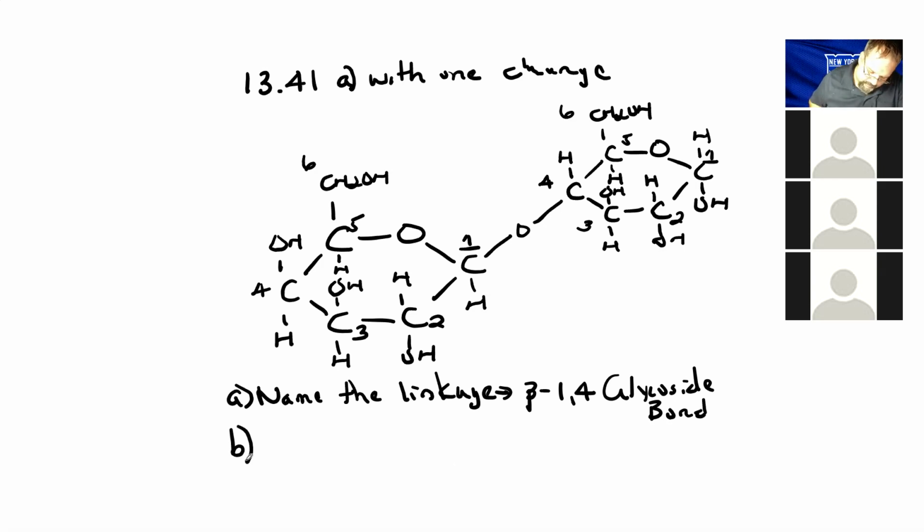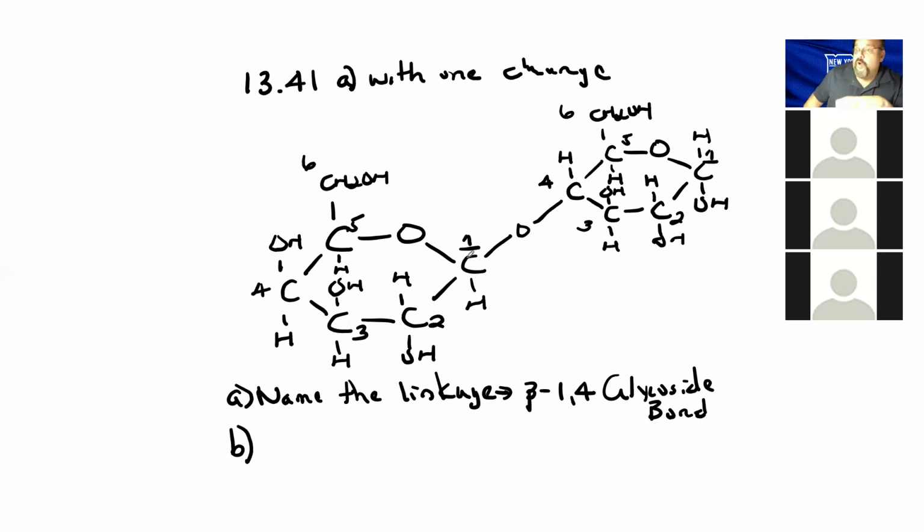Letter B. Is this disaccharide an alpha anomer, a beta anomer, or neither one? How do we answer that question? Do we have a free OH on an anomeric carbon? In this structure, there are 2 anomeric carbons. Here's the first. Here's the second.